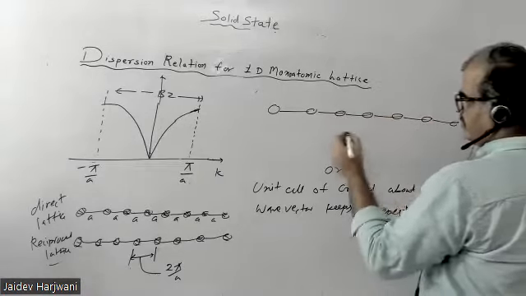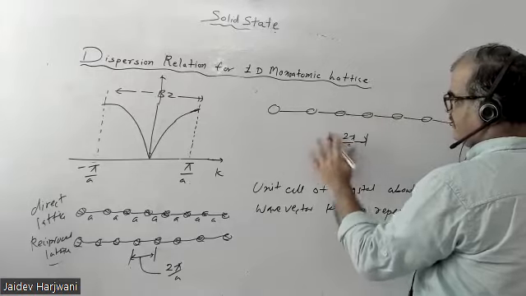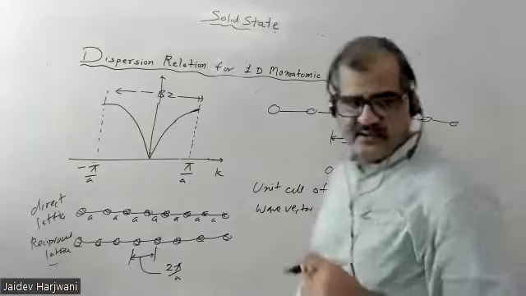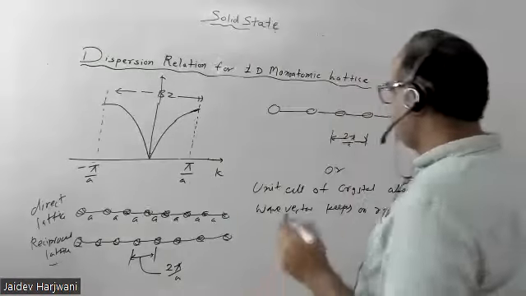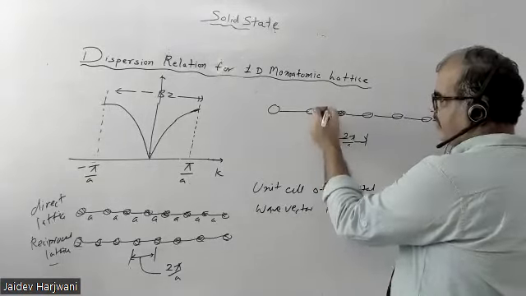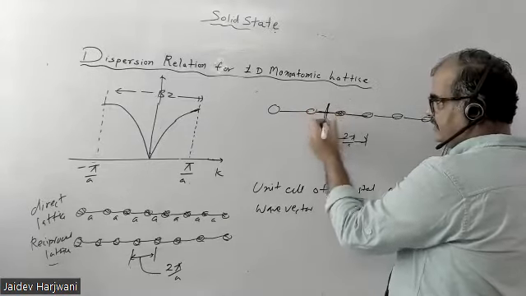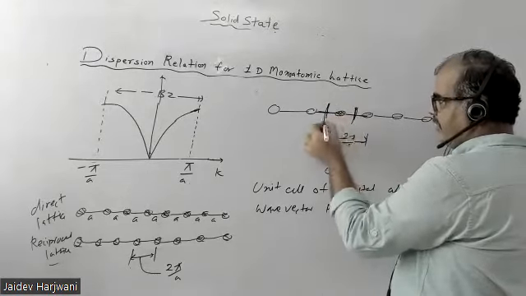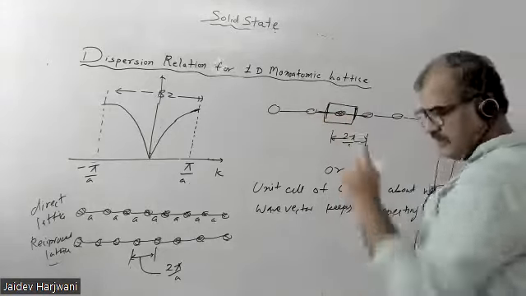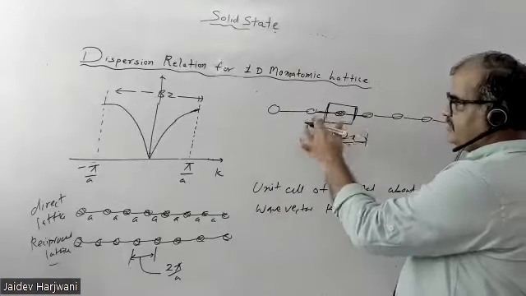Okay, so I told you this is 2 pi by a. This distance is 2 pi by a. Now if I draw a unit cell, these are my atom and these are my neighboring atoms. Now if I plot a unit cell by dividing the nearest neighbor distance, in this one dimension there are two nearest neighbors.